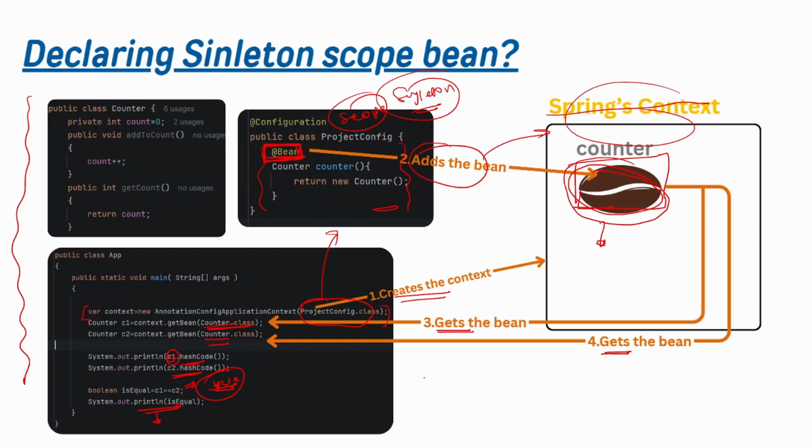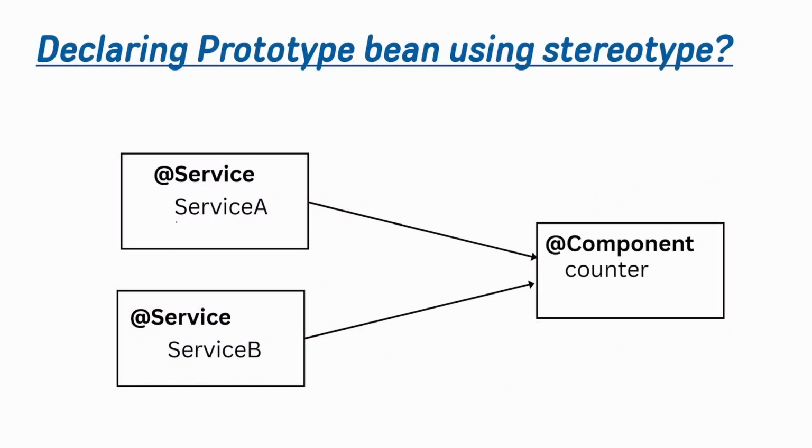Now let's see how we can add the singleton bean to the Spring context, and also how dependency injection of the singleton bean happens in the Spring context. Let's see it with the help of one example. Consider we have two services named Service A and Service B, and both services depend on the Counter class. That is, Counter is the dependency of Service A and Service B, and let's say it is of the singleton type.